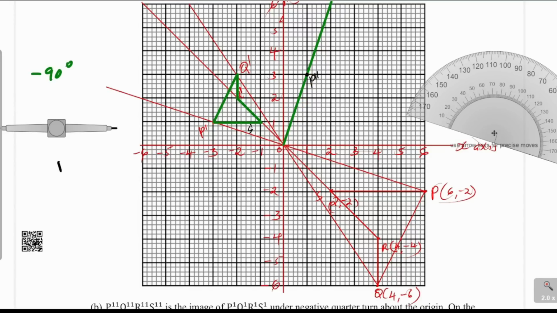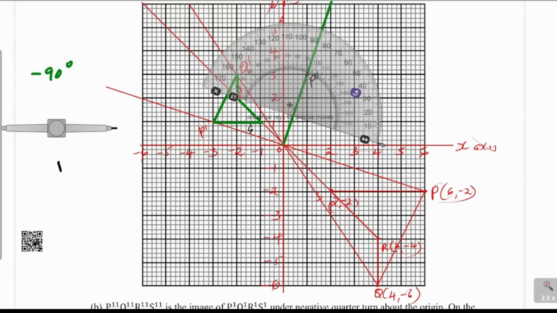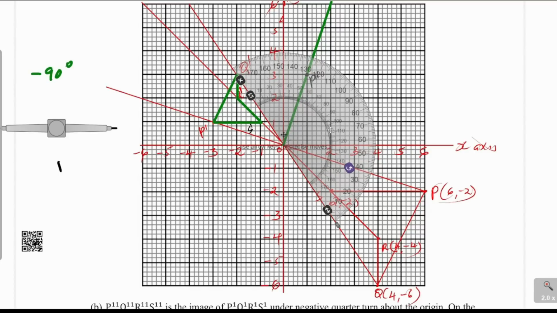We do the same for Q. You join Q1 to the origin, which is already done. Then from there, place your protractor like that, measuring 90 degrees. So from here, 90 degrees will be there. We're measuring from this direction. We mark 90 degrees.